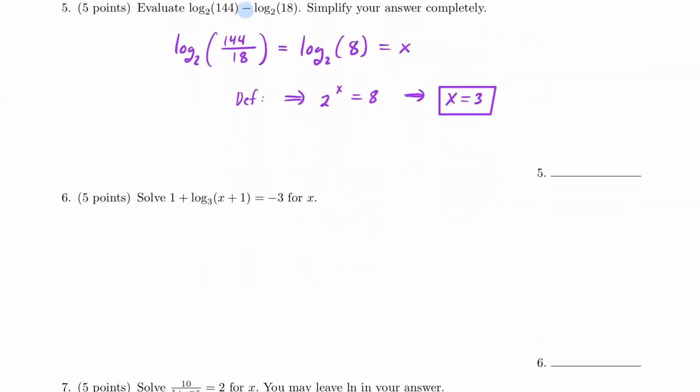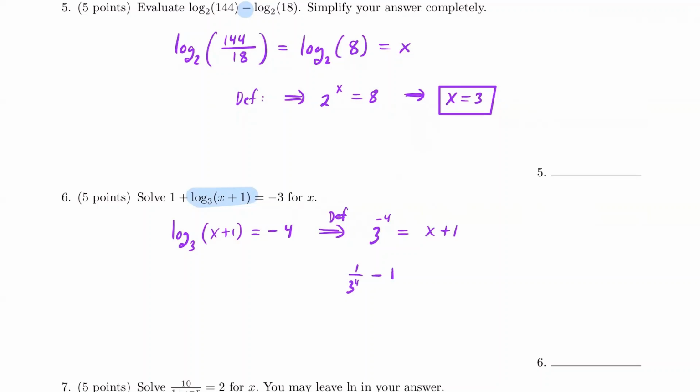Now let's take a look at number 6. We're going to be solving this equation. The first thing you want to do is isolate the term with logarithms. So I'm going to go ahead and subtract 1 from both sides. So we get log base 3 of x plus 1 is equal to negative 4. And then by using the definition, this is 3 to the power of negative 4 equals x plus 1. So the input is treated as one variable. So for x, this is 1 over 3 to the 4th minus 1. Subtracting 1 from both sides, that's equal to x.